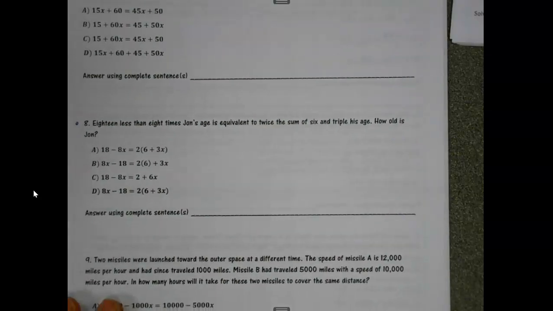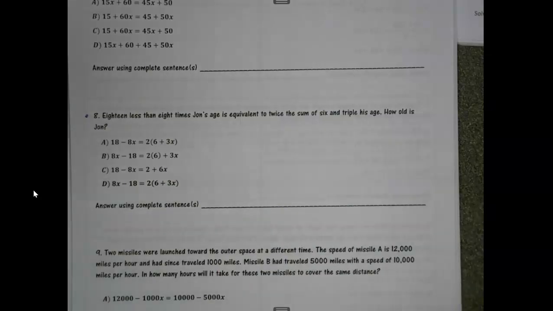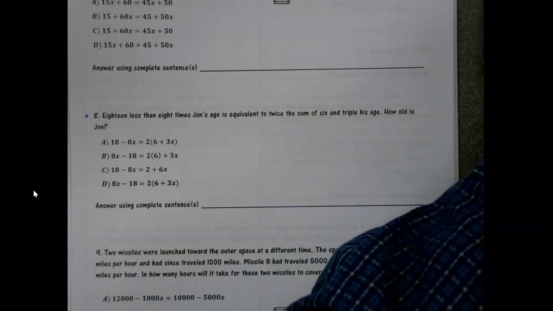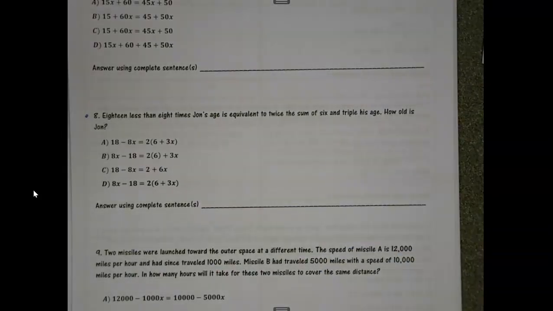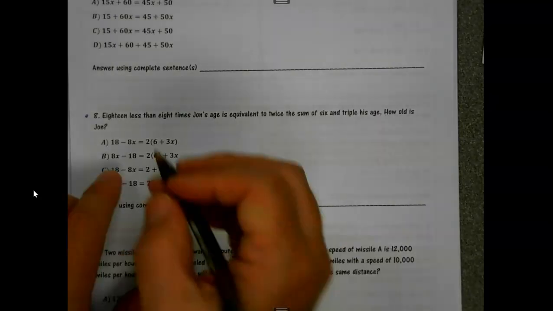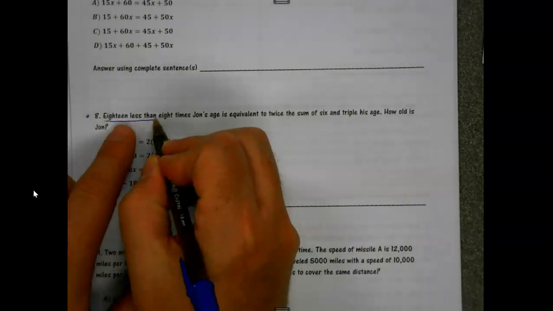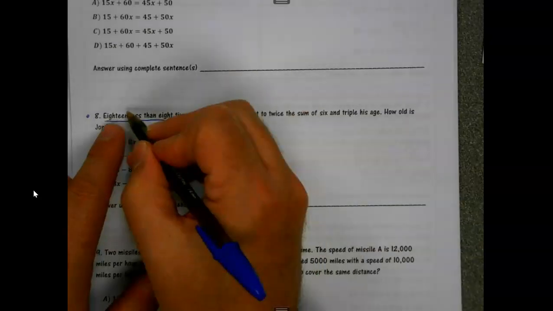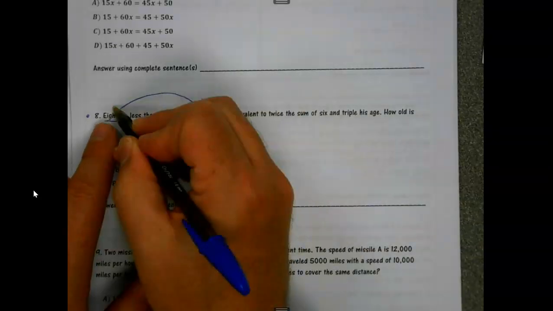Last thing. Last page over here on page 11. There we are. Number 8. All right. 18 less than 8 times John's age is equivalent to twice the sum of 6 and triple his age. Oh my gosh. Okay, let's do this in pieces. 18, oh, there's that less than. There's that less than. These are switching.